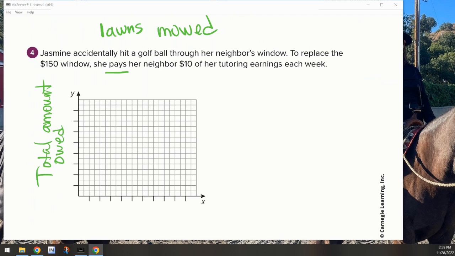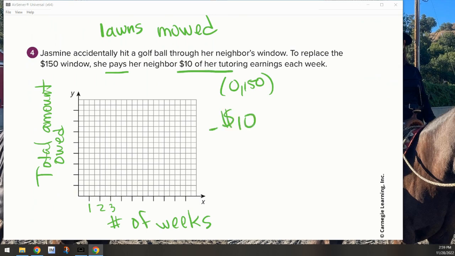And then down here, number of tutoring, no, it's not number of tutoring. It's number of weeks. I have to read the whole question. I'm going to do 1, 2, 3. Do I want to do that or do I want to do 2, 4? I don't know. Hold on. So we're starting off at $150 that's owed. And it's $10 per week. So it's -10. The amount is getting less.